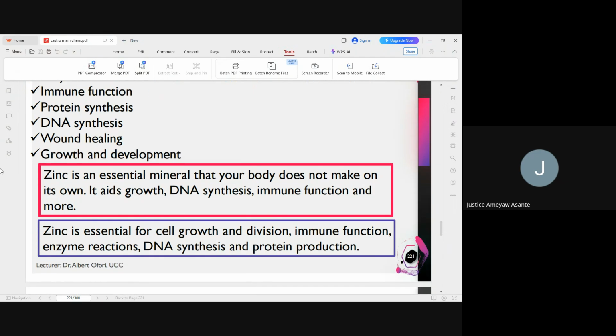Zinc is an essential mineral that your body does not make on its own. It aids growth, DNA synthesis, immune function. So our body cannot synthesize zinc. Zinc is essential for cell growth and division, immune functioning, enzyme reaction, DNA synthesis, and protein production.